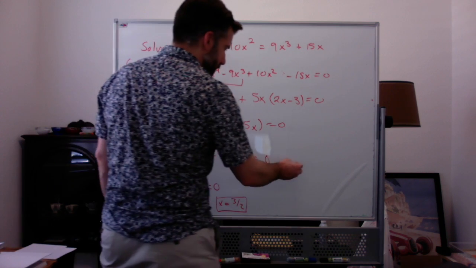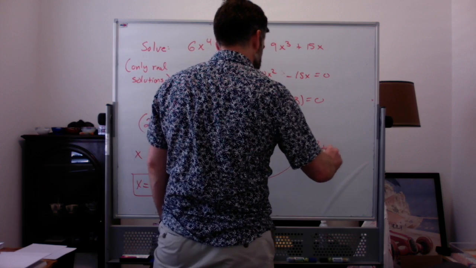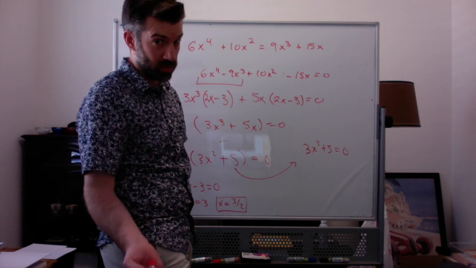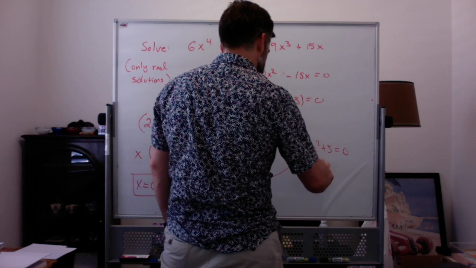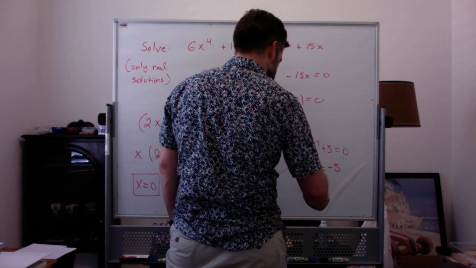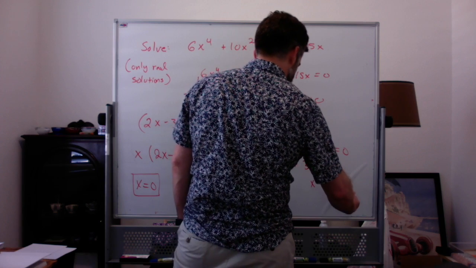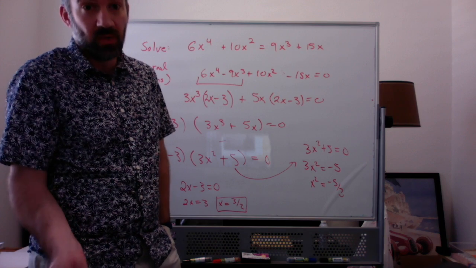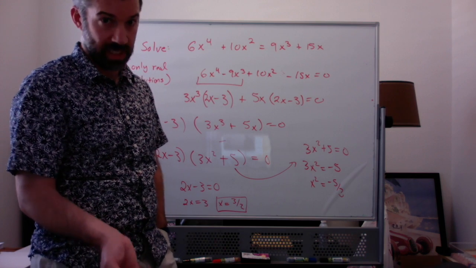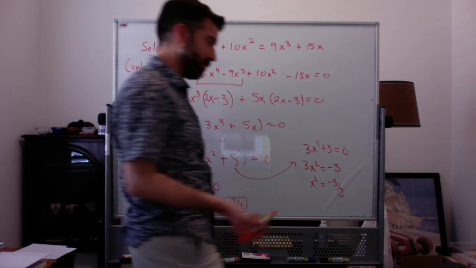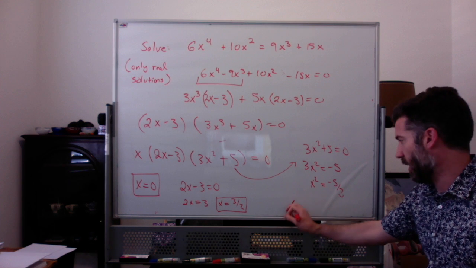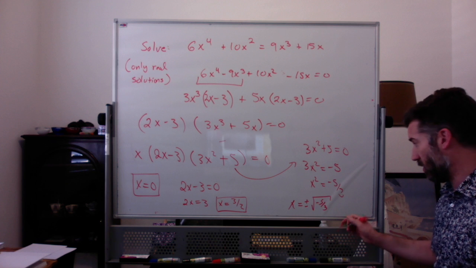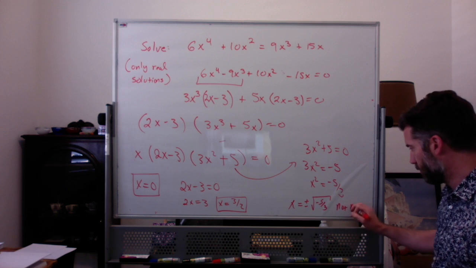And this one, if I set 3x squared plus 5 equal to 0, I'm actually going to get no real solutions, because 3x squared equals negative 5, and x squared equals negative 5/3. And if x squared is equal to a negative number, there's no real number that we can square or take an even power of that's going to give us a negative number. So if we tried to solve this, we would get x equal to plus or minus the square root of negative 5/3. But we know the square root of negative numbers is not real.